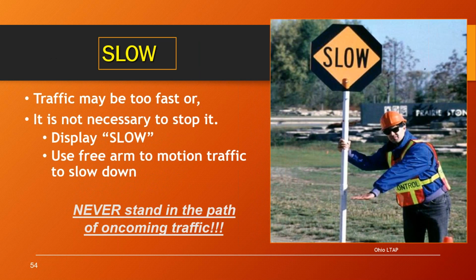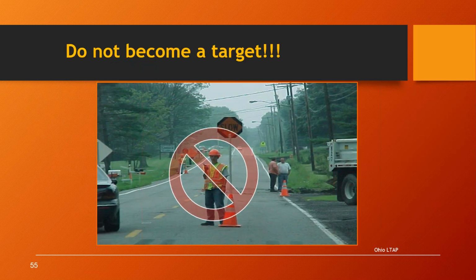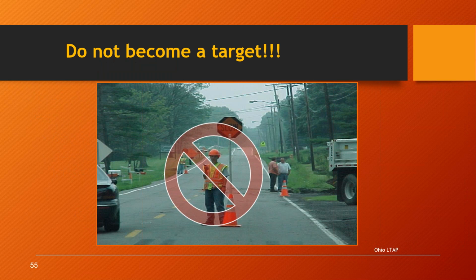Sometimes you don't need to stop traffic just to slow them down. So you want to show the slow portion of your sign, and then you're moving your left hand up and down to show them you want them to slow their speed down as they drive past you. And you're standing on the shoulder that whole time. We don't want you to become a target. So you definitely don't stand in the middle of the road like this guy is.